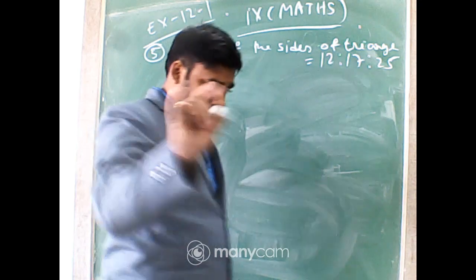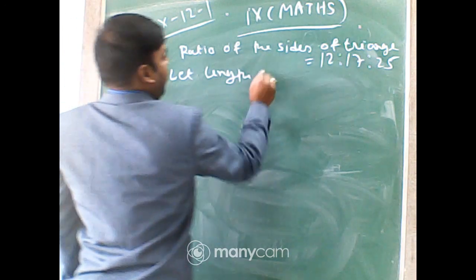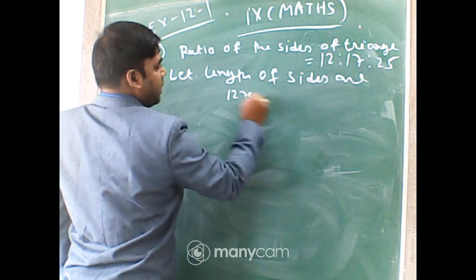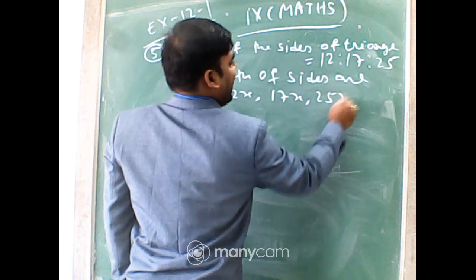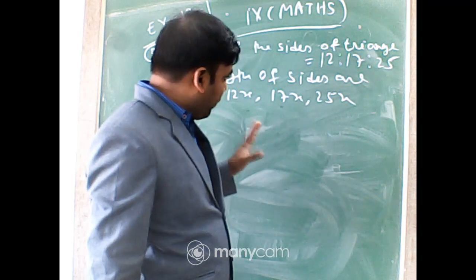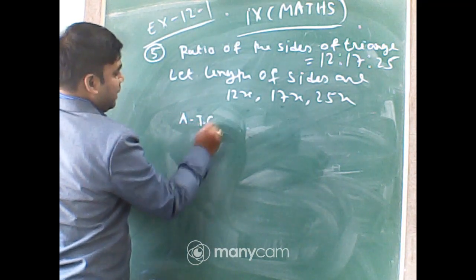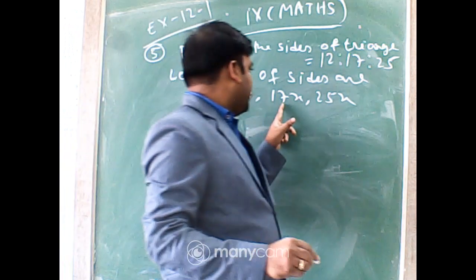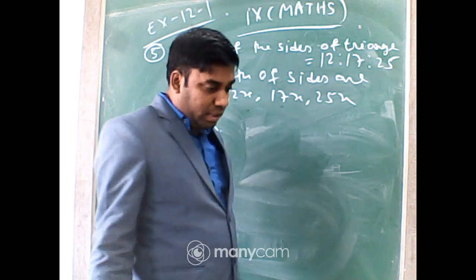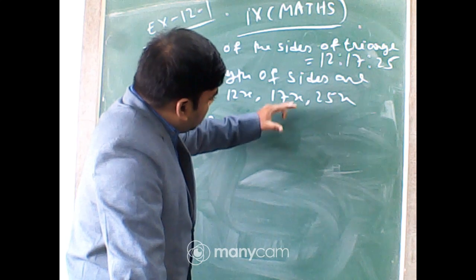Okay, now I am taking the length of sides as 12x, 17x and 25x. As the ratio has been given, you can take 12x, 17x and 25x. Now, anyone can tell me, by using this, one side is 12x, another side is 17x and another side is 25x. What is the perimeter of the triangle? Perimeter of the triangle, one side is 12x and other two sides are 17x and 25x.